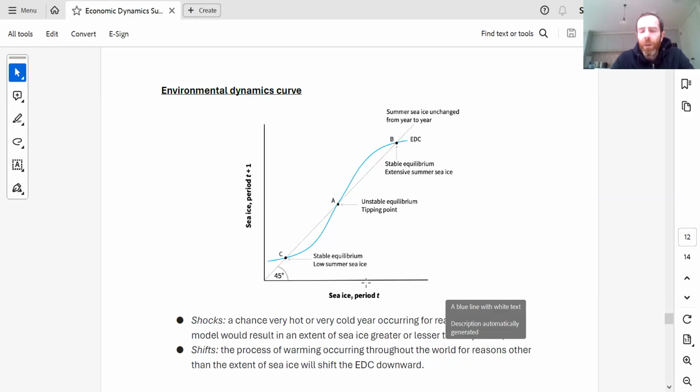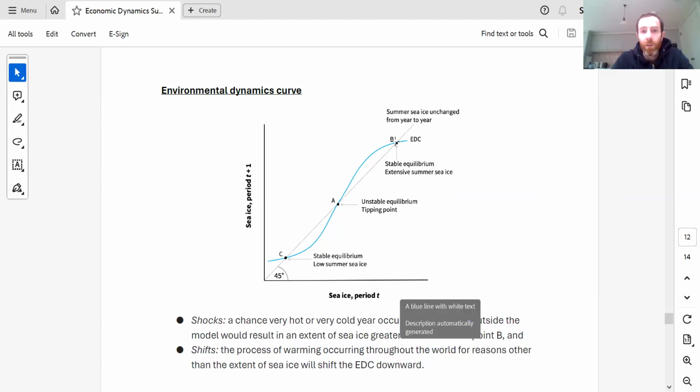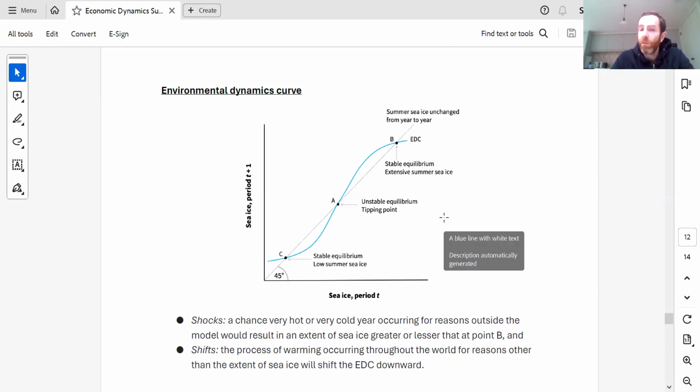So with this, we imagine at the moment that we are at this point B, a stable equilibrium where there is lots of summer sea ice. We can see point B is on that 45-degree line, which means the level of sea ice that we have this year is going to be equal to the level of sea ice next year. If we fast forward to next year, we're in that same place, and so this just carries on. We carry on with the same amount of sea ice every single year.